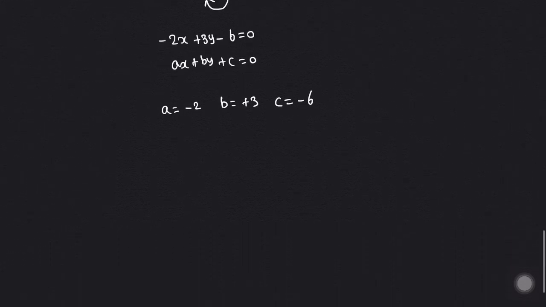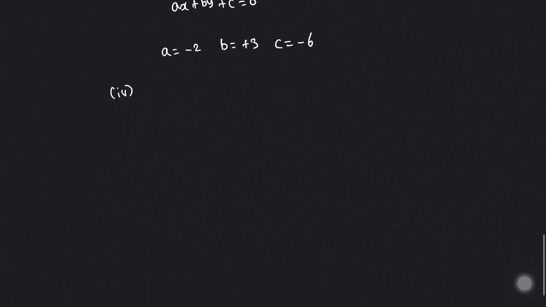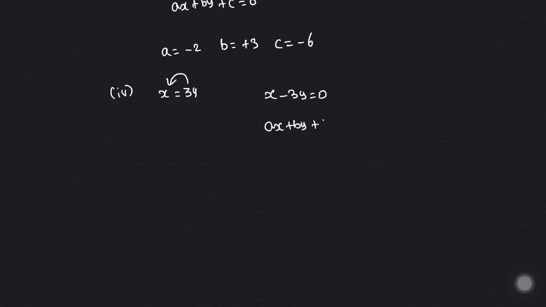Then question number 4: x = 3y. Again this term moves to the left side: x - 3y = 0. Comparing with the general equation, a = 1 and b = -1 (sorry, b = -3). Here there is no constant, so the c value is zero. The general format is x - 3y + 0 = 0, written like this for our reference. So the value of c is 0.